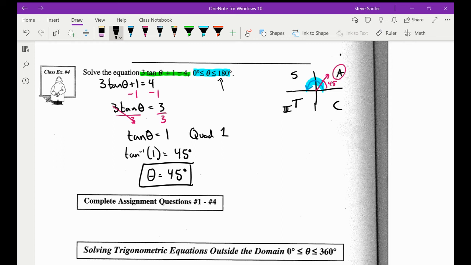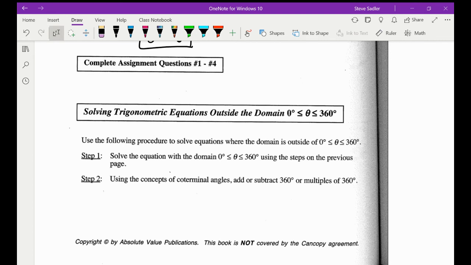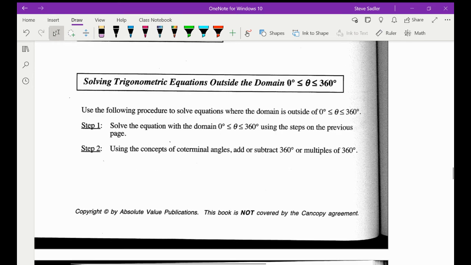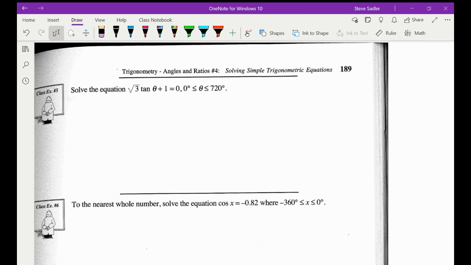We are going to move on to solving equations outside of the domain 0 to 360. When this happens, you can solve the equation using this domain, just like we did in the last few examples. And then using the idea of coterminal angles, you can either add or subtract 360 degrees or multiples of 360, depending on how many rotations you're going to do and in which direction. So we'll talk a little bit about that in our examples. Here we go.